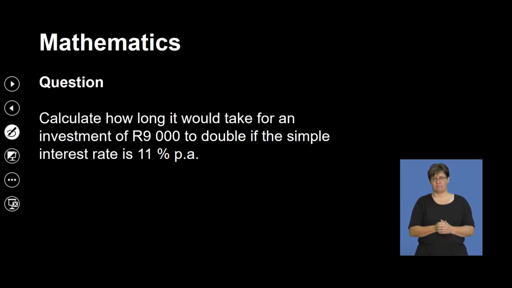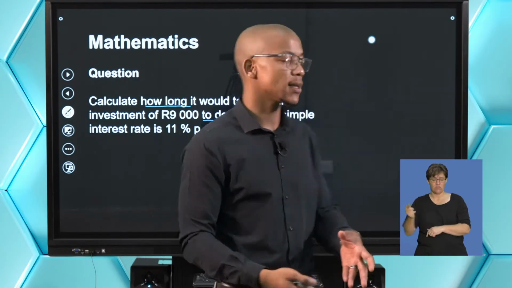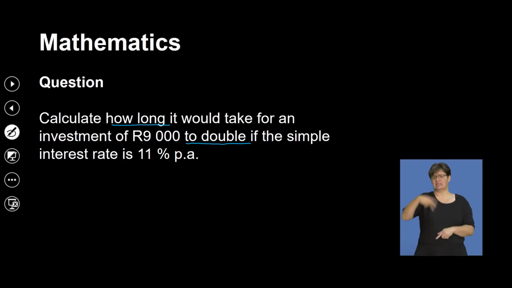Calculate how long it would take for an investment of 9,000 to double. Now here also we're still talking about how long, and now we're talking about it doubling. So here, guys, whenever you see the word double, remember, whatever the initial amount was, you're just gonna times that by 2. You're not gonna make up your own values here. So it was 9,000. For it to double, it means it must be 18,000. And then you want to find how long will that take for it to double up and be 18,000.